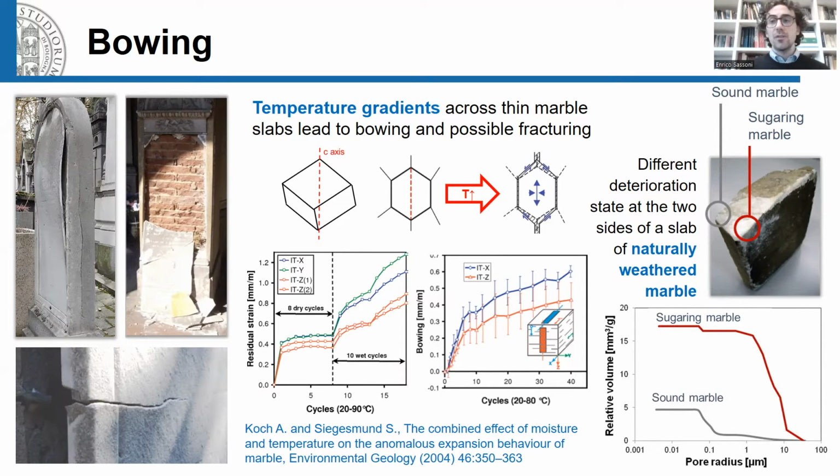When this type of thermal deterioration process occurs in thin slabs, like in the case of tombstones or commemorative stones, then we may have a gradient in temperature and hence in damage through the thickness of the slab, because one face of the slab is exposed to the atmosphere, solar radiation, possibly humidity, and so on, while the other side is protected. And so this gradient in weathering results in bowing of the slabs, which may also lead to cracking and final collapse of the slab.